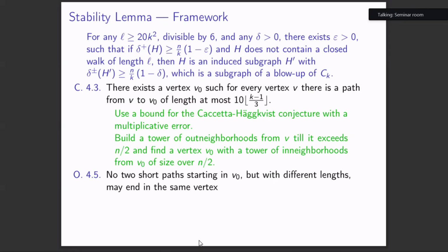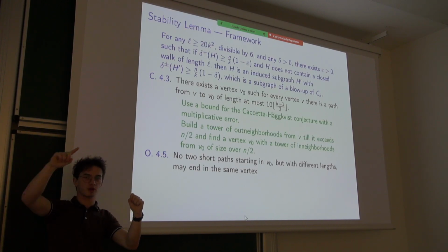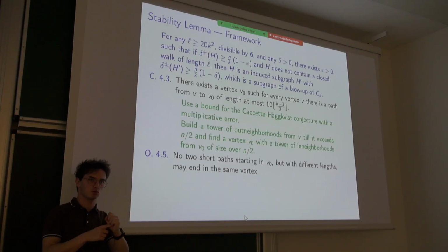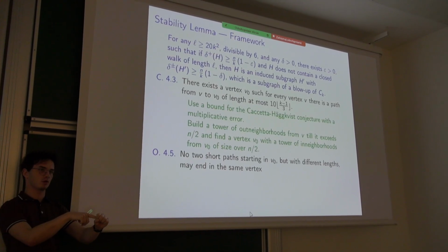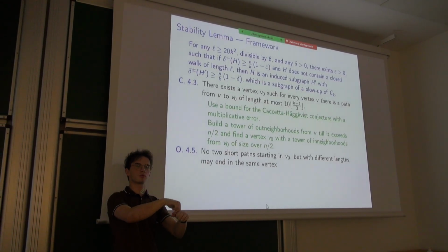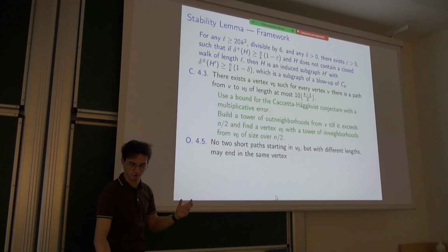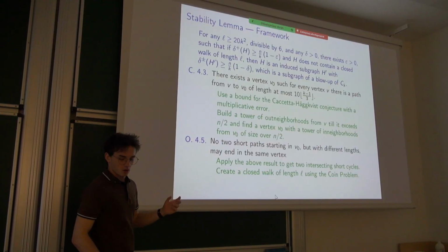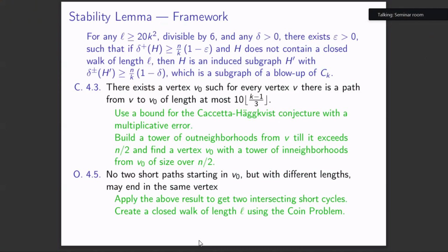Otherwise, from this other vertex we would make a short path to V0, and we would create two closed directed walks of different lengths that contain V0. Combining these a finite number of times, like using a Frobenius coin problem, we would create a closed walk of length L. Okay?